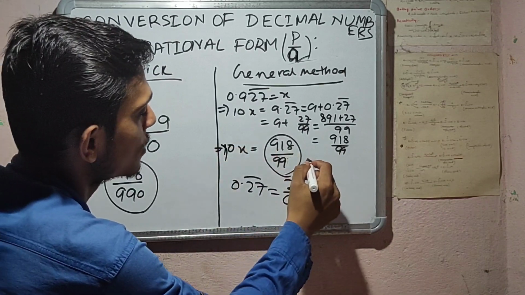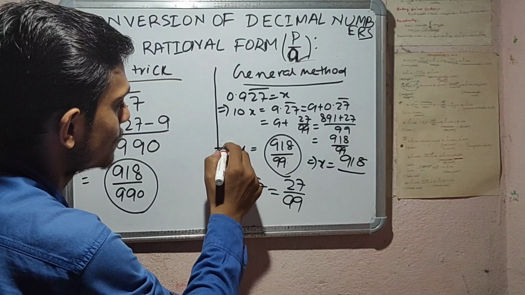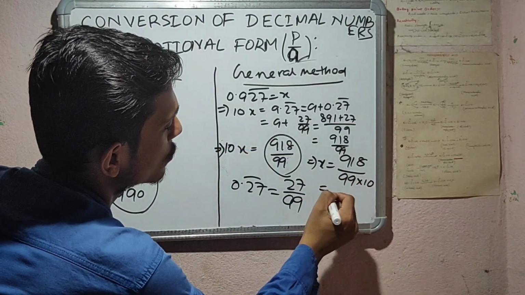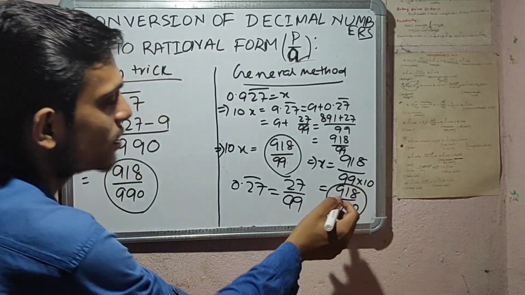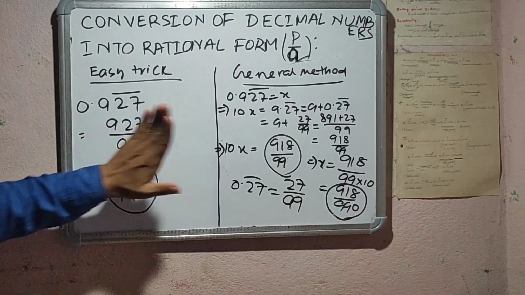10x equal to this. So x equal to how much? That is 918 by 99, and 10 is divided here, so it is 99 multiplied with 10. So that is 918 upon 990. This is the value of x, so the answer becomes this. This is the general method.